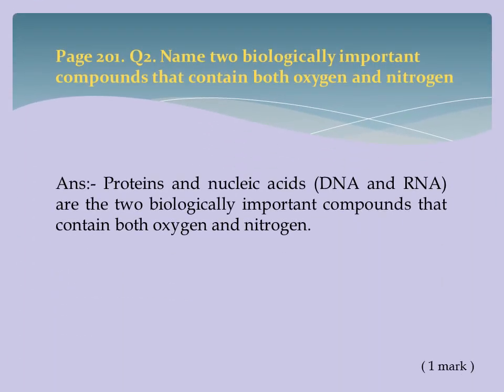Page number 201, question number 2. Name 2 biologically important compounds that contain both oxygen and nitrogen. Answer: proteins and nucleic acids, that is DNA and RNA, are the 2 biologically important compounds that contain both oxygen and nitrogen.